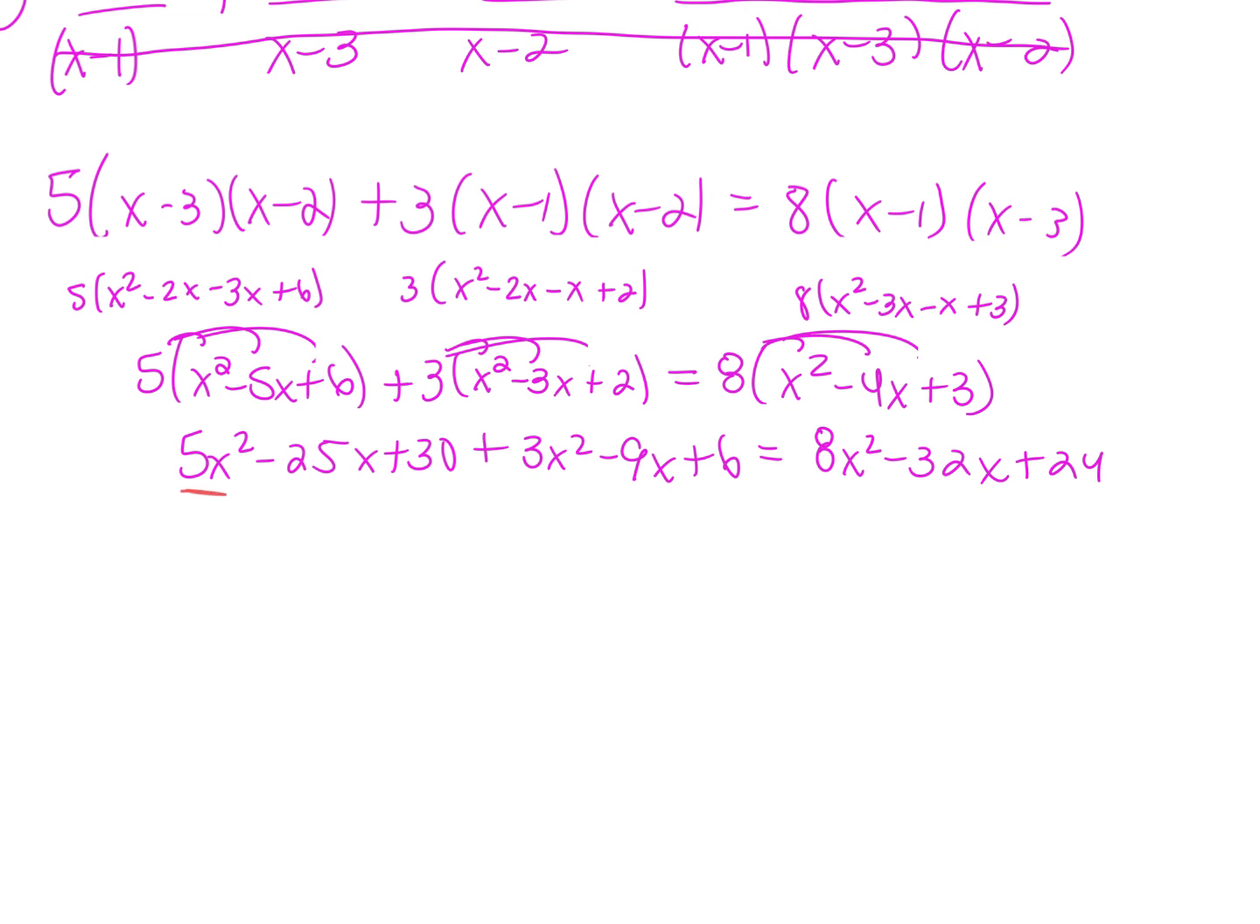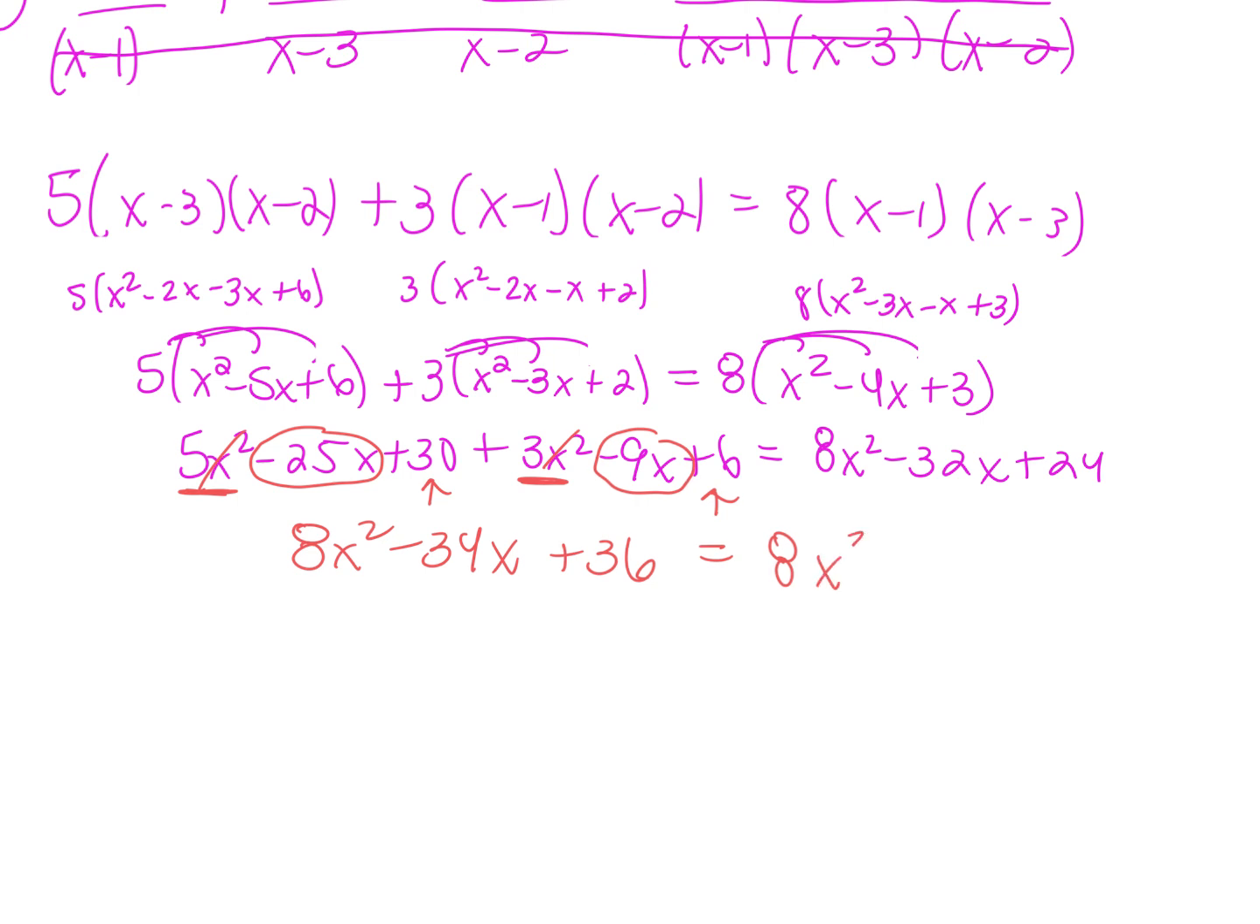So now we're going to combine like terms. x squared is on this side. I have 5x squared plus 3x squared gives me 8x squared. Those are done. I have a negative 25x and a negative 9x is going to give me negative 34x. Then I have a positive 30 and a positive 6 is going to give me plus 36. And then over here I still have 8x squared minus 32x plus 24.